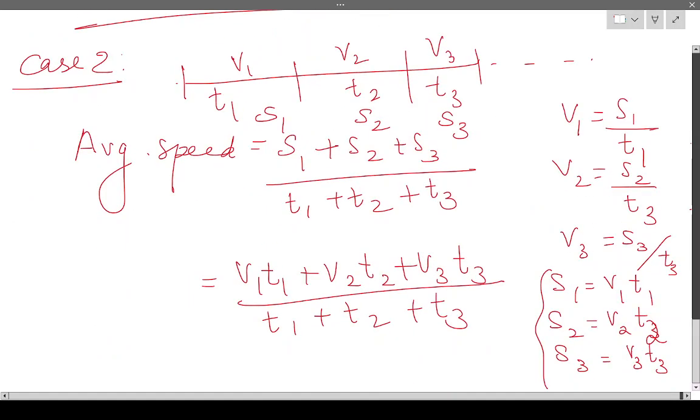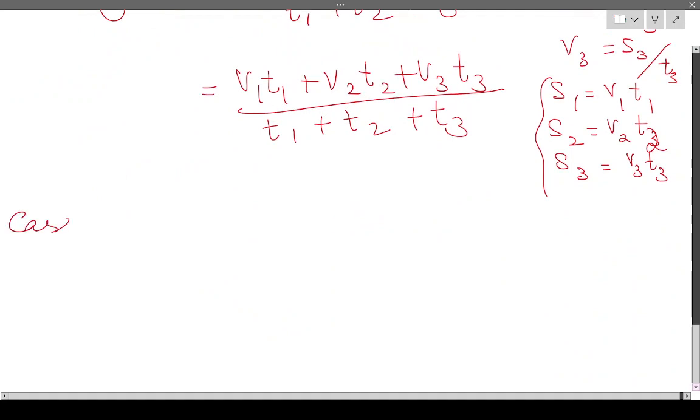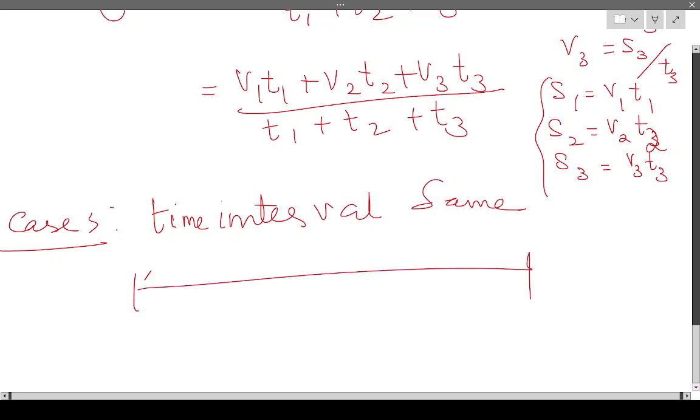Next, case 3, covering the same time interval. Time interval is same. What is the meaning? I will take a simple case, T, T. This one you can get from here, but I'm not going to do it according to that method. I will do it from here itself. So obviously what will happen, they're covering the first time interval with the speed v1, second time interval with the speed v2. So what is the meaning of that?